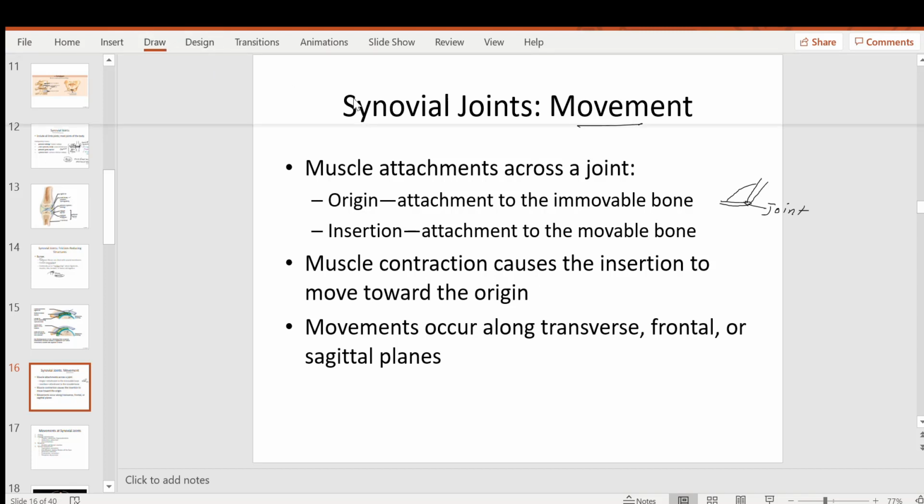So if you see the muscle, this end of the muscle is attached to this bone, and the other end of this muscle is attached to this bone. So two ends are attached to two bones, and this muscle is crossing this joint. When this muscle contracts, what will happen? This bone will move towards this bone.